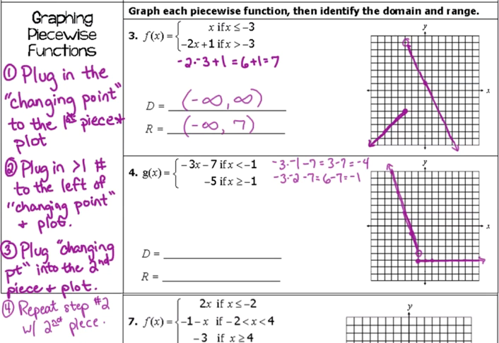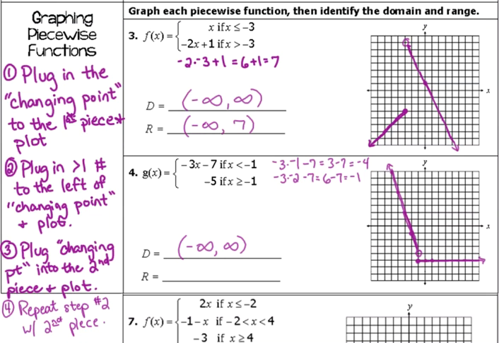Okay? Questions about the graph? So the domain here, left to right, we're not missing anything. Yes, there's a little jump in the graph right there, but we still have a value at -1. So the domain for this is -infinity to infinity.